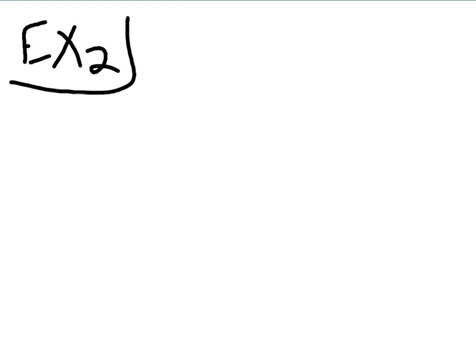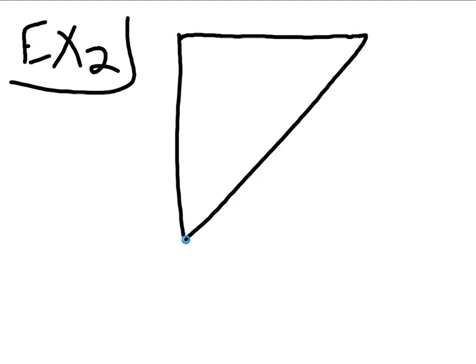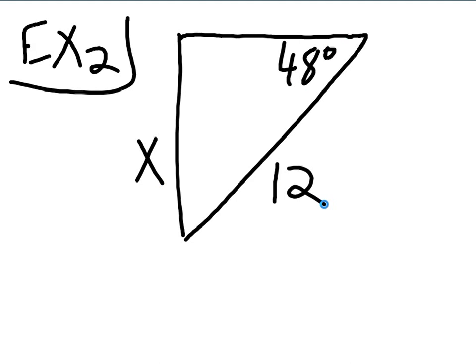All right, so I'm going to try to draw this problem out. We'll just call this example 2. All right, so I'm just going to draw this. It's not going to be perfect. This is x, and this is 48, and this is 12. Okay, thank you, sir. You're right. It's got to be a right triangle, otherwise we can't.